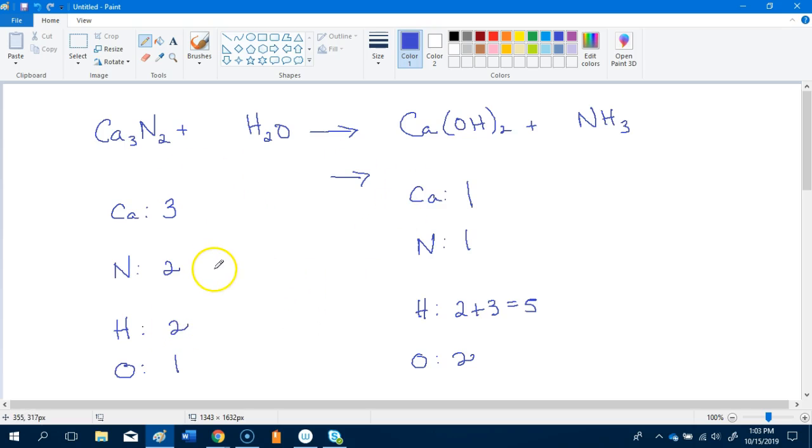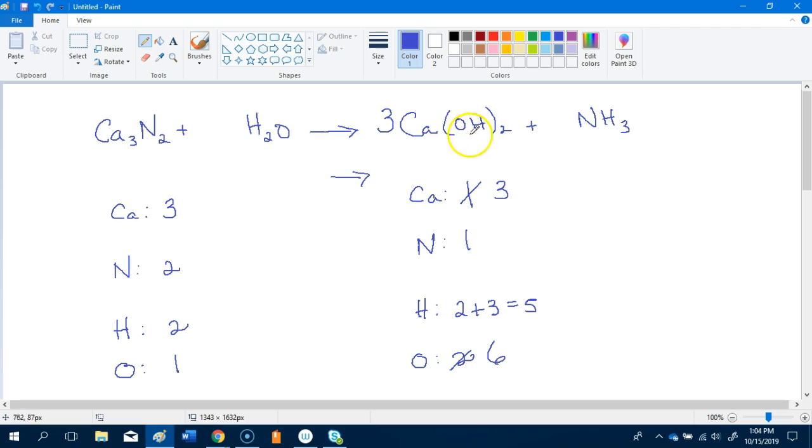Now I'm going to go ahead and balance my metals first, then my nonmetals, and then my hydrogens and my oxygens. So calcium is my metal. I have 3 on the product side, so I'm going to put a 3 here to balance out the calcium. That's also going to change my O and my H numbers. So I will now have 2 oxygens times 3, which gives me 6 oxygens altogether.